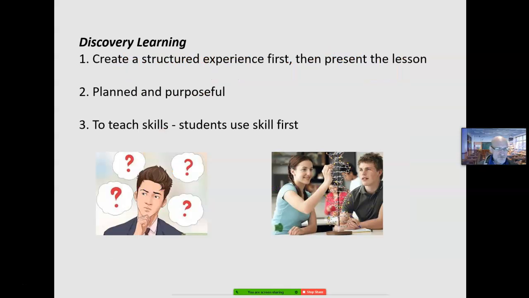Slight transition, discovery learning then. Discovery learning is where you create a structured experience first, and then you have the lesson.